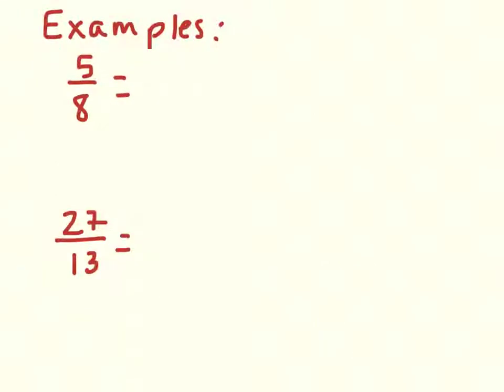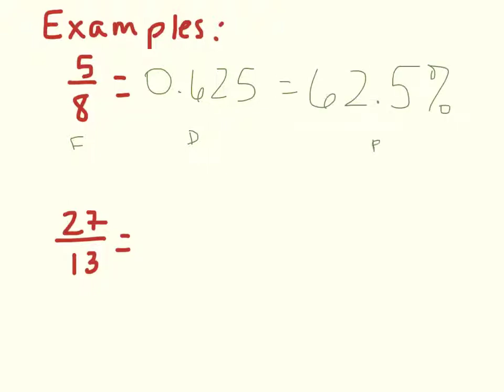So let's look at some examples. If I do 5 divided by 8 on my calculator, I get 0.625. So here's the fraction, there's the decimal, then the percent, I move it 2 places over, and I get 62.5%, and there's my percent. Okay, on my calculator, if I do 27 divided by 13, I'm going to get 2.076923077, and it's going to keep going.